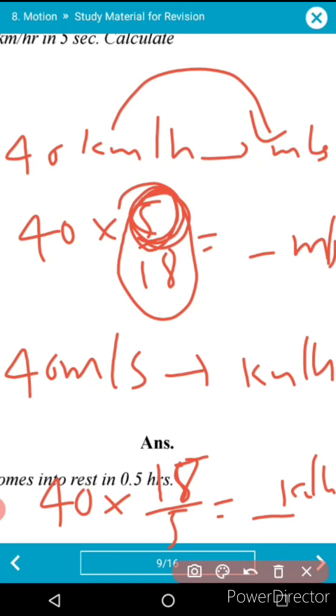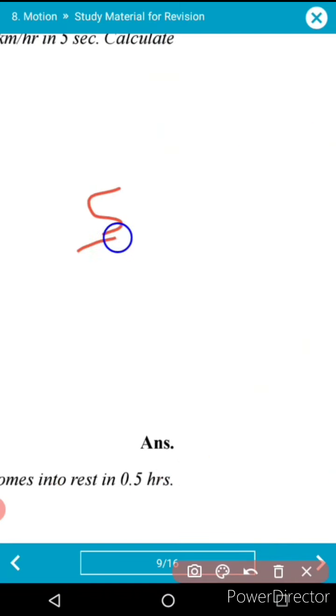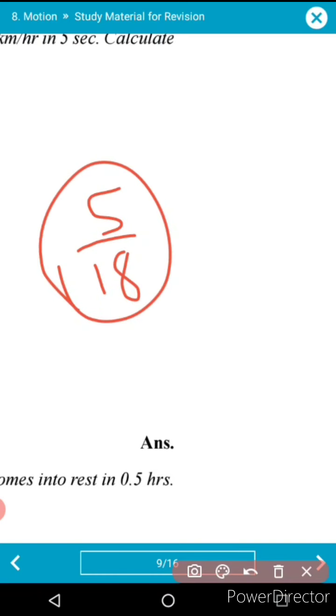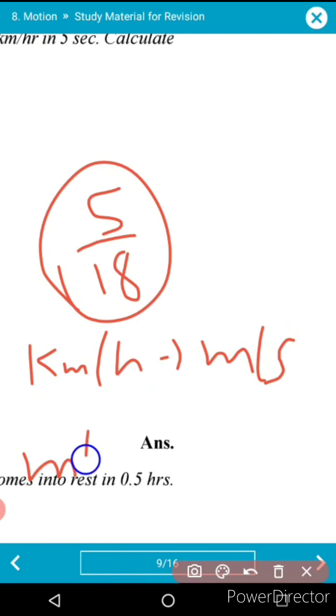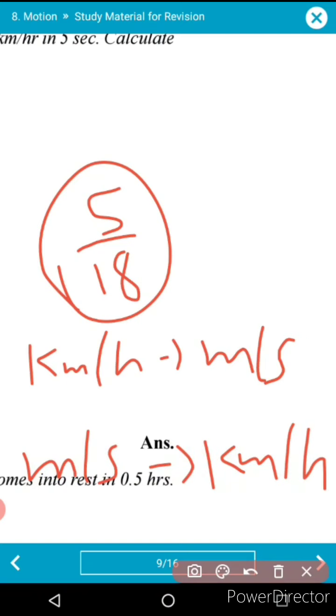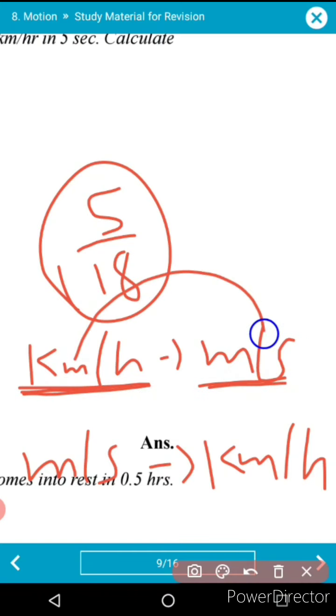So this 5 by 18 is the multiplication factor. It is required for directly converting kilometer per hour to meter per second and meter per second to kilometer per hour. Fine. So whenever we are going from kilometer per hour to meter per second, keep 5 by 18, because we are going from the higher value to the lower value, no?